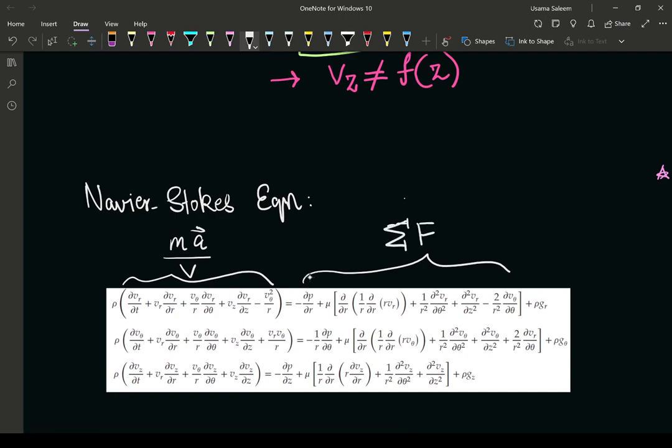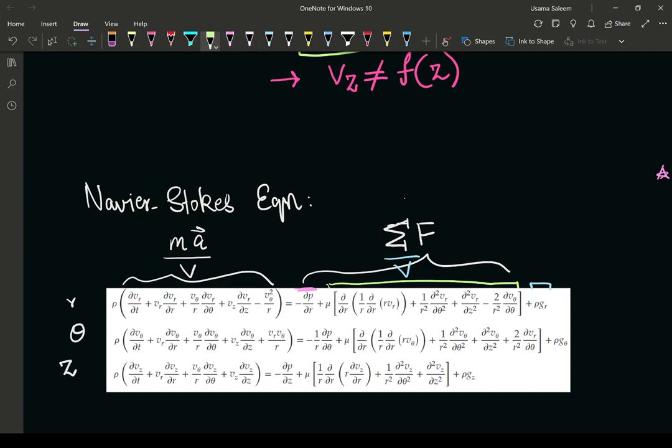I have my pressure gradients, my viscous effects, and the force due to gravity. So on the right side I have forces, and on the left side I have mass times acceleration per volume. Everything is per volume, of course, if you want to work out the units. And we have the Navier-Stokes equation for the r component, the theta component, and the z component.